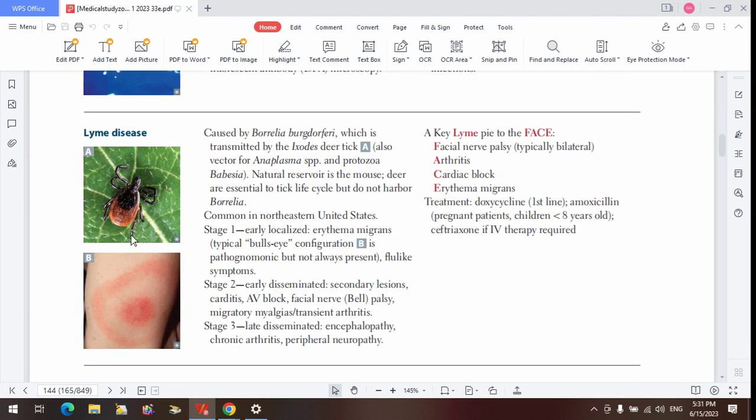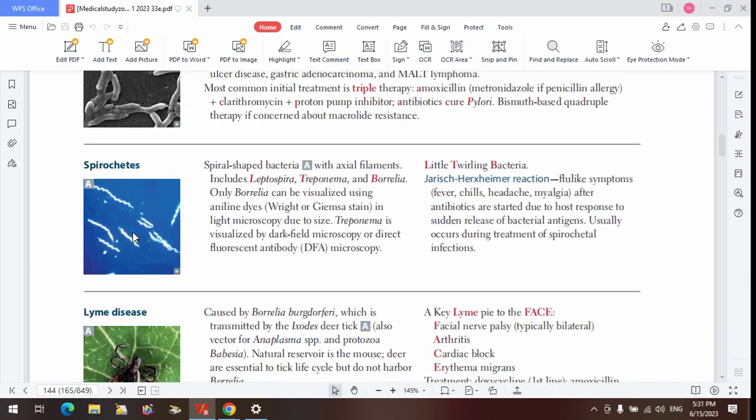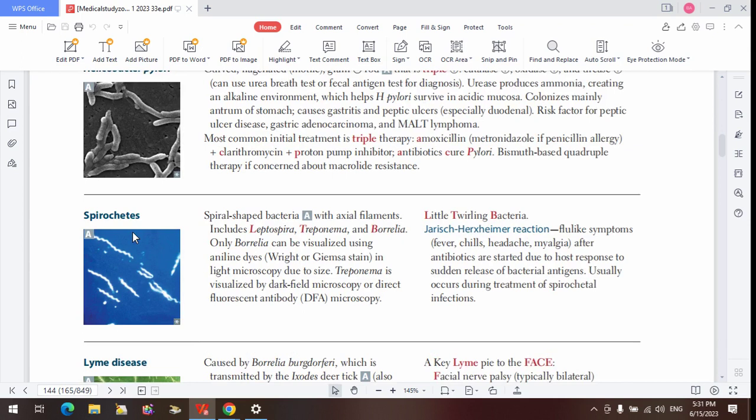Okay, Lyme disease. But the treatment is still antibiotics, right? Yeah, the treatment is not about it, definitely. How is it going to resolve? Yeah, it's going to resolve on its own.